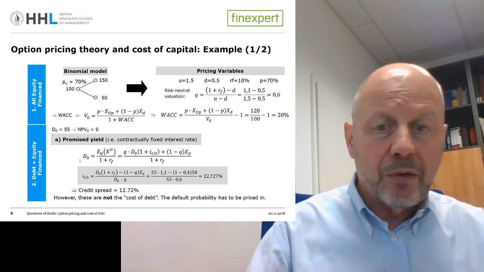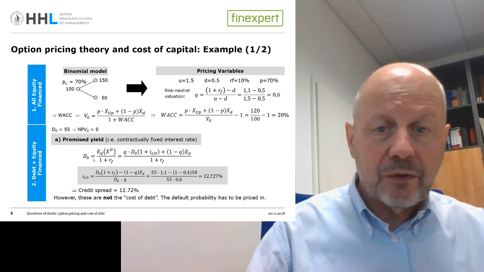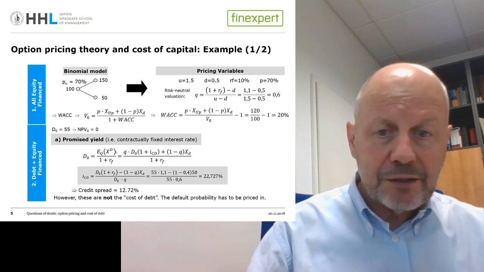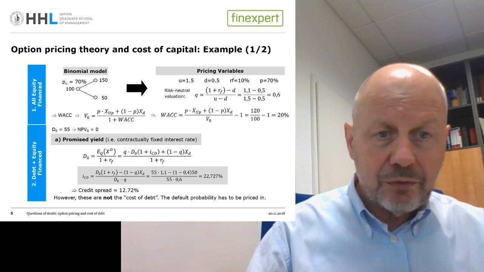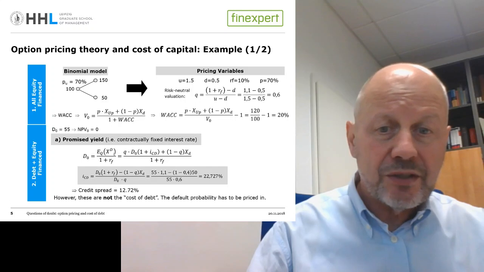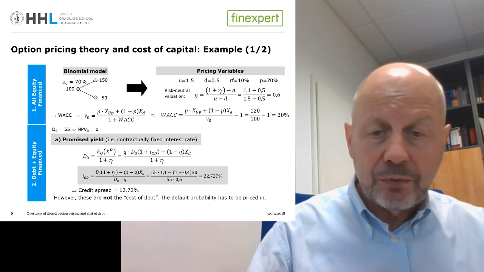That means the market value of their payments must be 55, and we can calculate the market value of their claims by first calculating the expected value based on the risk neutral probabilities, and then discounting this risk adjusted expected value, this risk neutral present value, with the riskless rate.